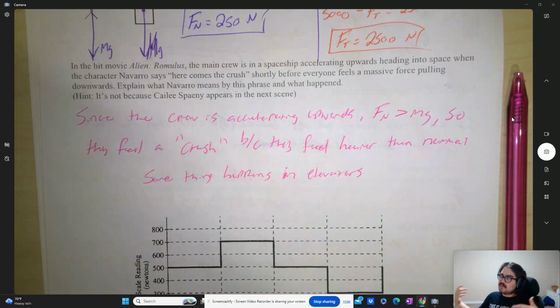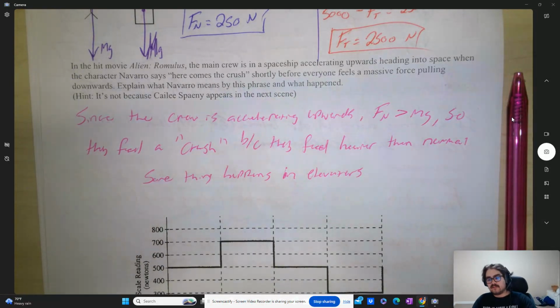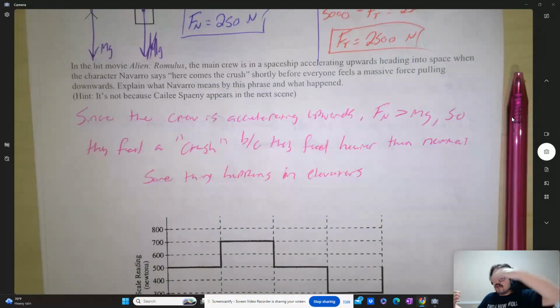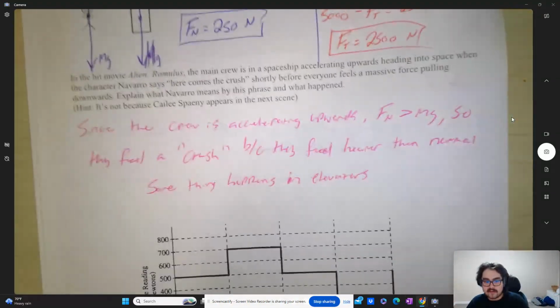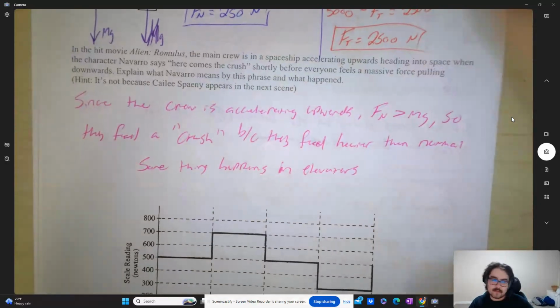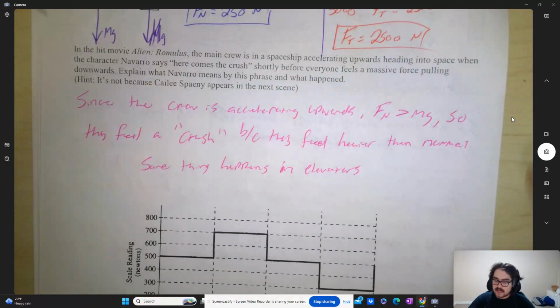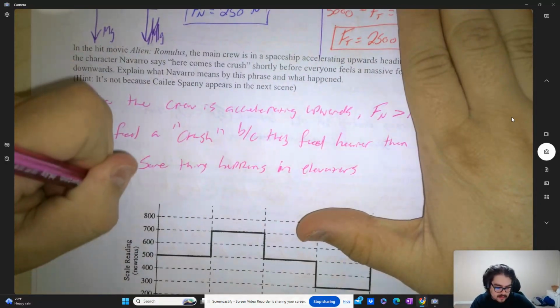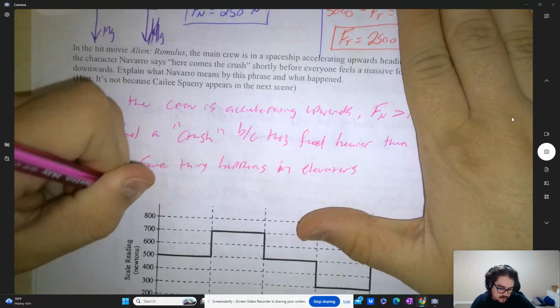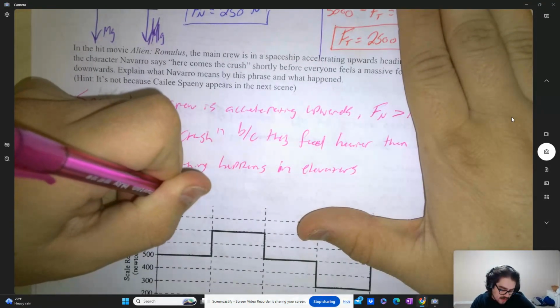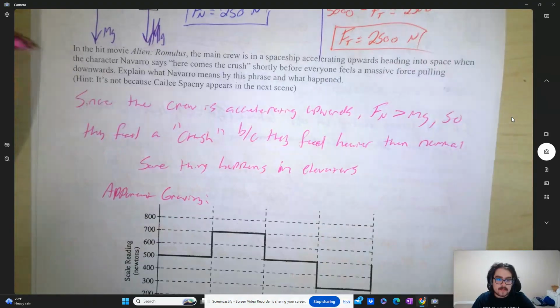And then the opposite happens when you get towards the top. When the elevator is going up towards the top and it starts slowing down, you feel lighter than normal, right? That's the phenomenon of what we call apparent gravity. You should know it, but it's not super important, this idea of apparent gravity.